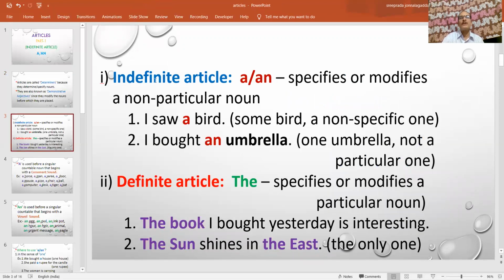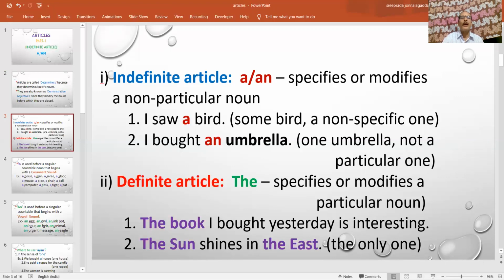Indefinite article. First of all, indefinite article we shall discuss. What is indefinite article? It is a or an. So these two are called indefinite articles. And what do they do? A or an specifies or modifies a non-particular noun. That means not a specific noun. It can be used before any noun.